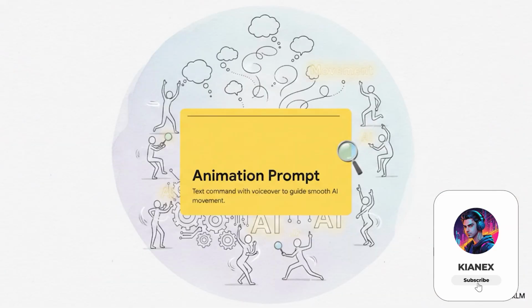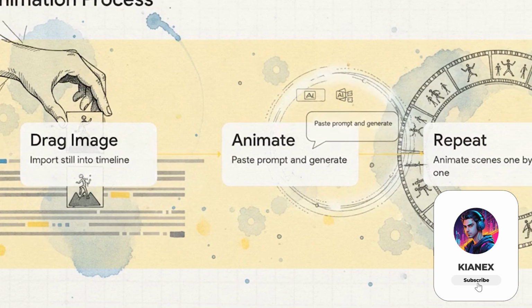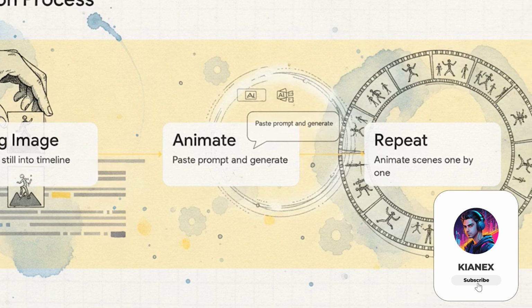This syncs your detailed text commands with the voiceover for smooth movement. Just like we did earlier, drag in your generated still images and animate them one by one.